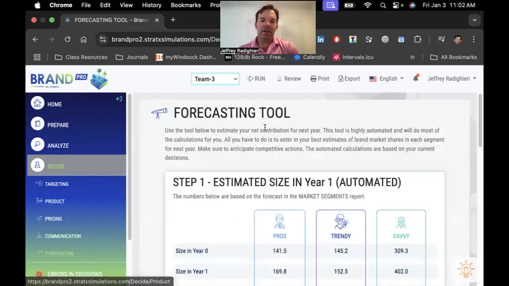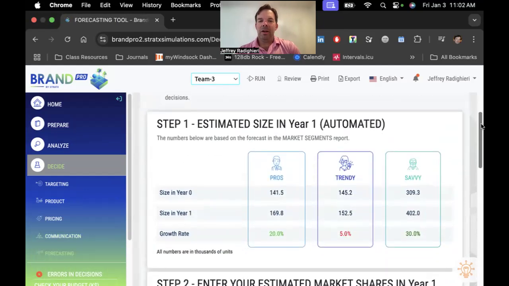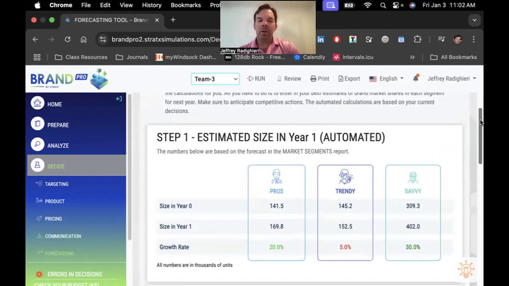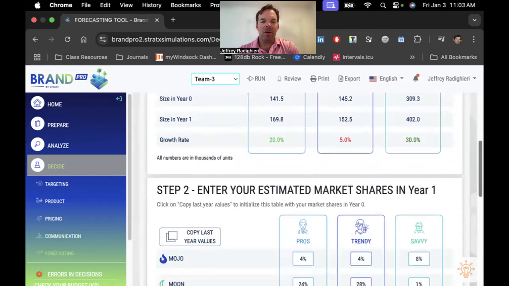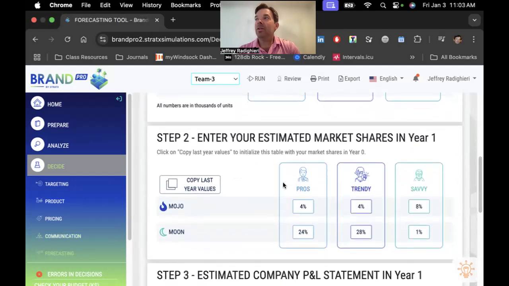And then forecasting down here below, basically, this is not really a decision to make. This is just a calculator to help you estimate demand. So basically what you would do is if your market shares, we're going to copy last year's values.